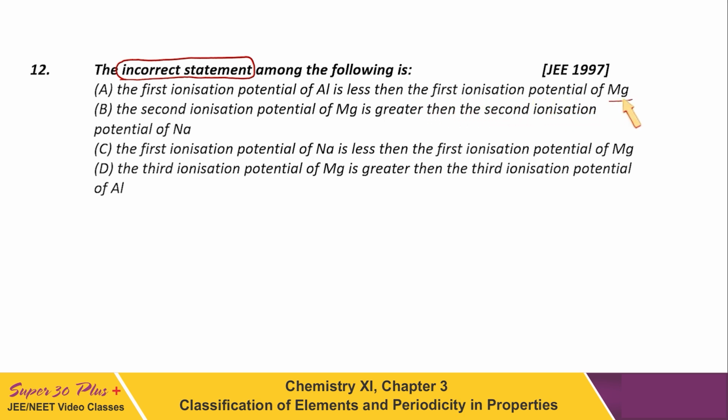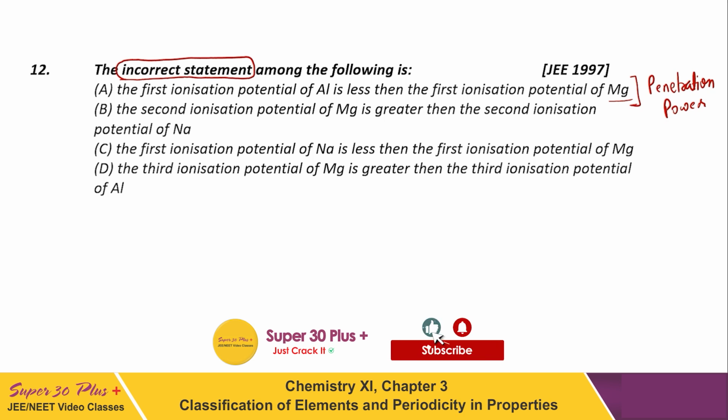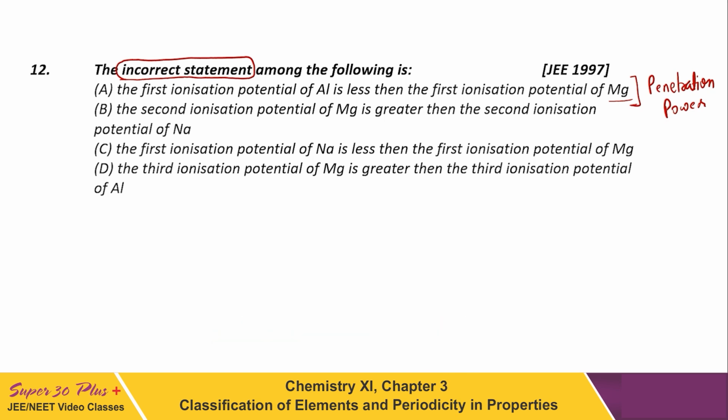Yes, it is there. First IP of Mg is more and Al is less. And what is the reason behind this? The reason behind this is penetration power. Because of the penetration power, first IP of aluminium is less, because here we are removing electron from P subshell, while in Mg we are removing electron from S subshell, and it is difficult to remove electron from S subshell.